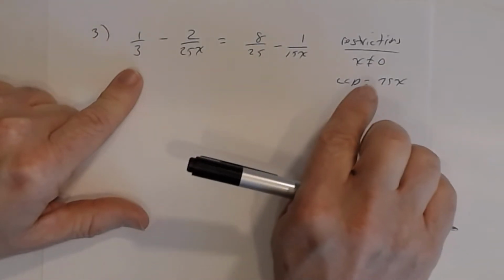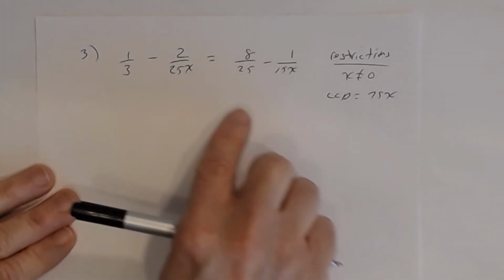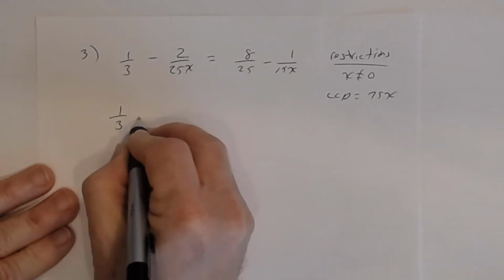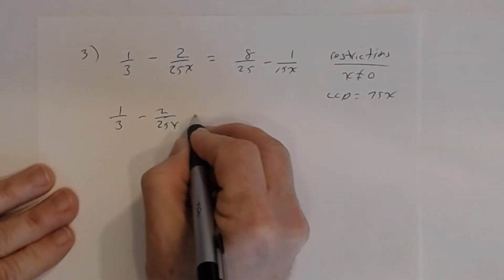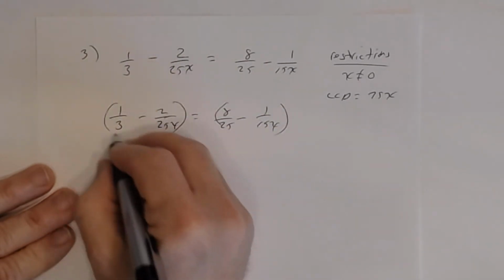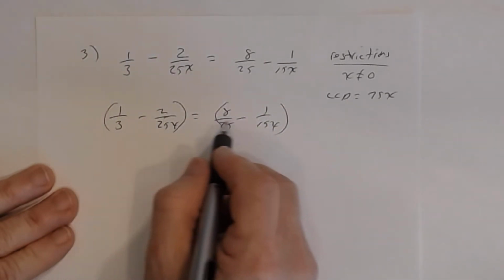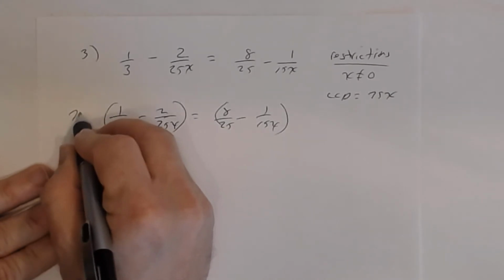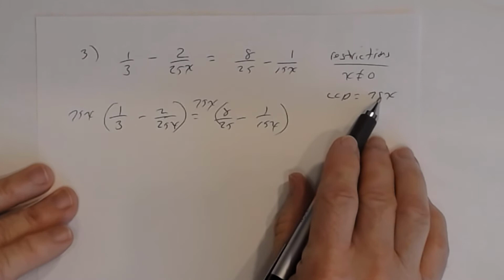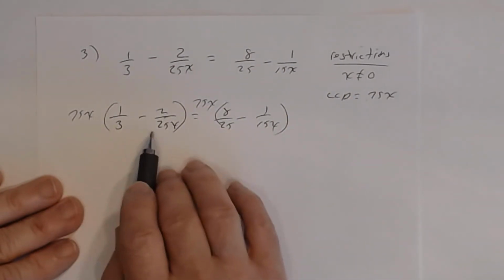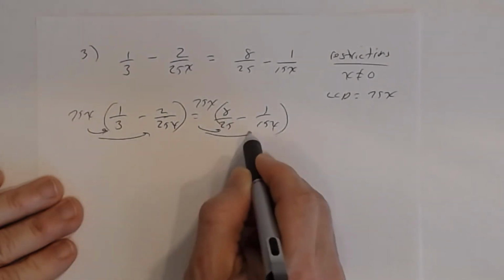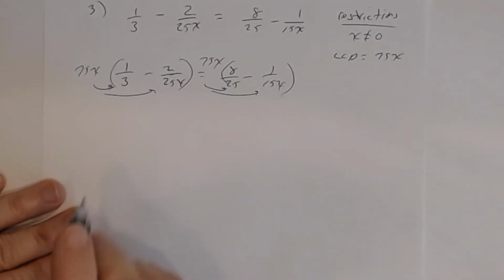Okay? So now we're going to multiply both sides by the LCD. Notice two fractions, so I'm going to go ahead and rewrite this over. We'll put that in parentheses on both sides, because both sides have two or more fractions. So, times 75x, times 75x. Now remember, the whole point of multiplying by the LCD is to get these denominators to be 1s. That's the whole point. So if you distribute, there will be factors of 1 in the denominator.